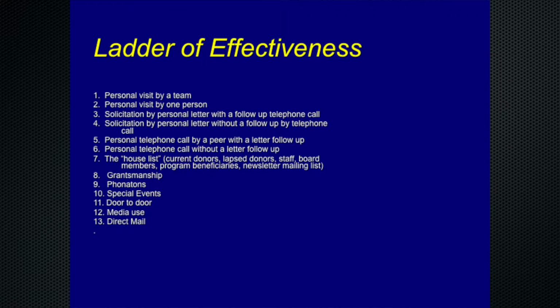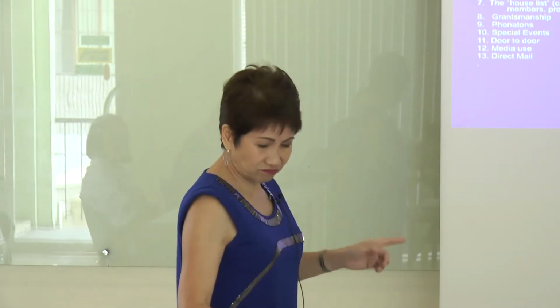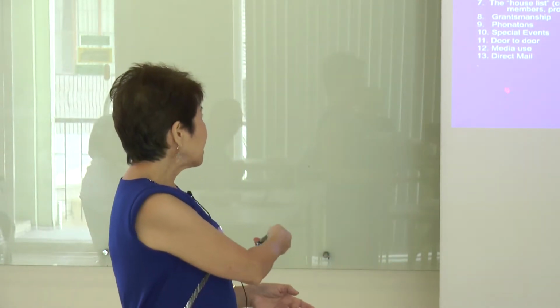And number 7, when you write a mailing, when you have a mailing list called a house list, that's more effective than direct mail. Direct mail is where you rent mailing lists from outside. So sometimes you wonder, why am I getting this letter from UNICEF?